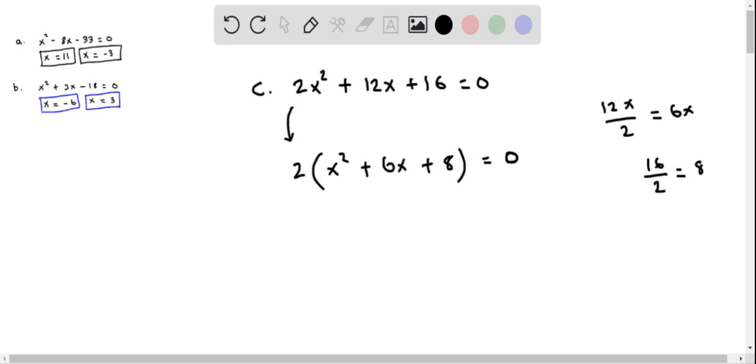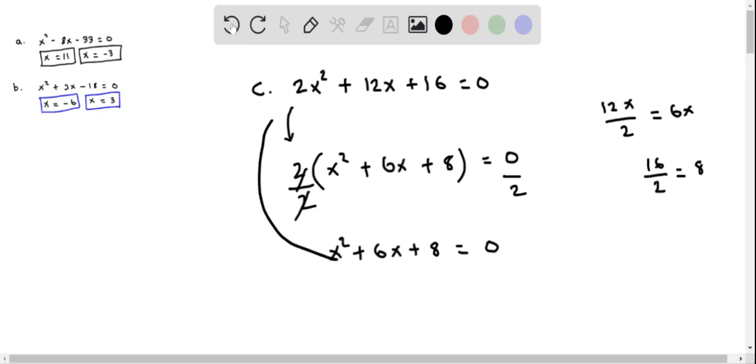Now we can divide both sides by 2. So here we divide by 2, and here also divide by 2. This gives 1 times this quadratic expression. So I write x squared plus 6x plus 8, and this equals 0, since 0 divided by any number is 0. So this is the simplified form of the same quadratic equation.